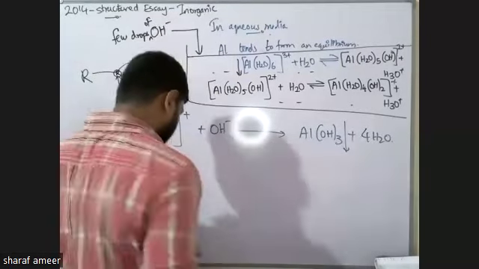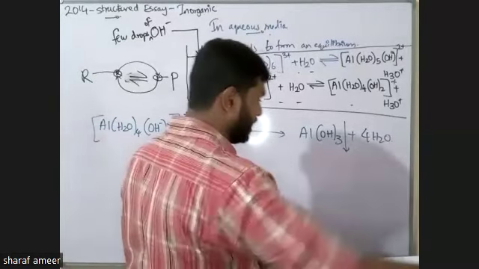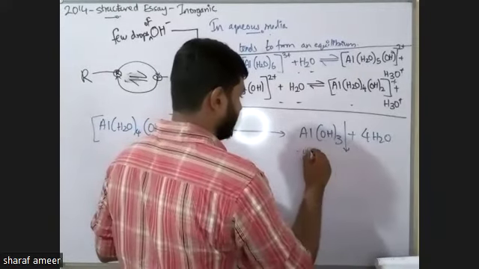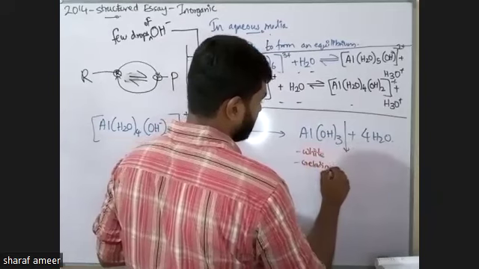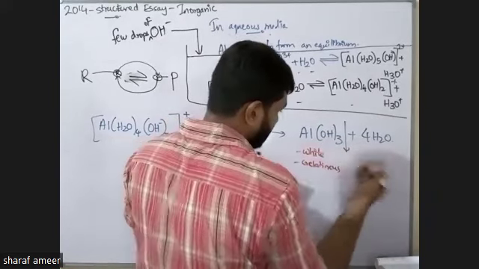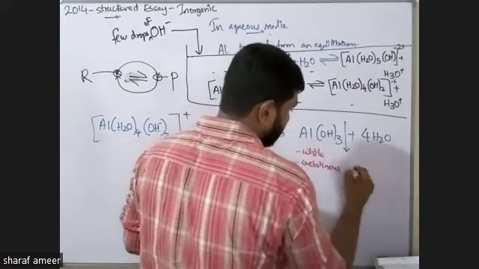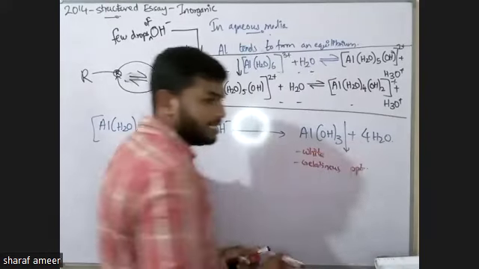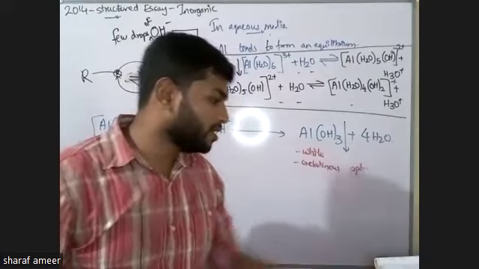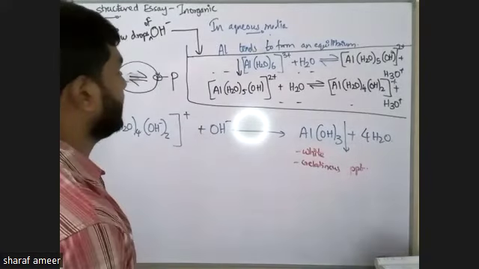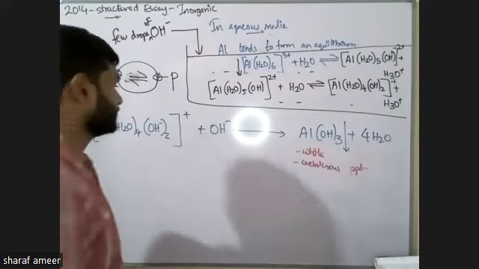So this aluminium hydroxide features are, this is a white color, gelatinous. It looks like a gelatinous precipitate. So this is a white gelatinous precipitate.